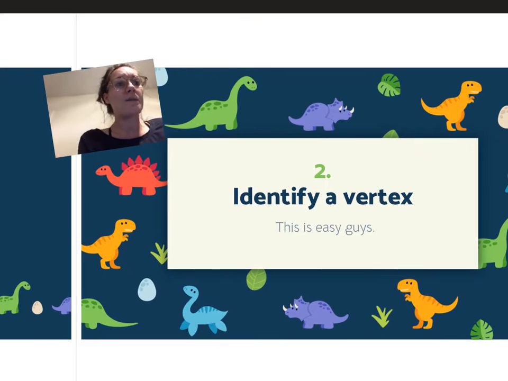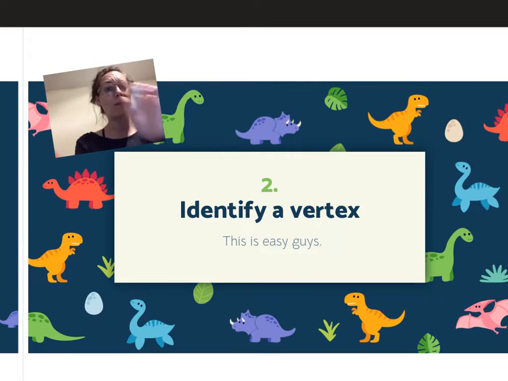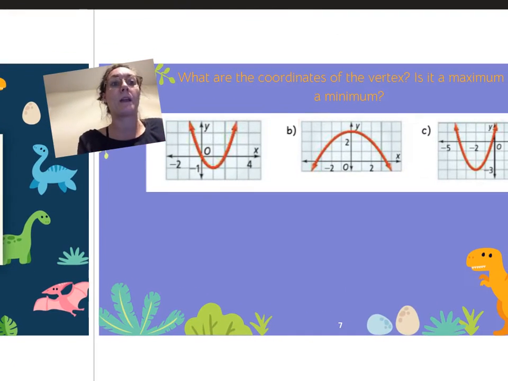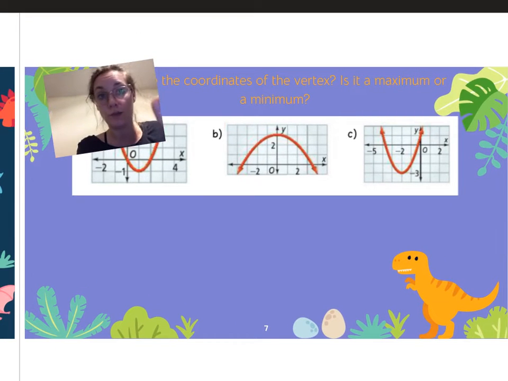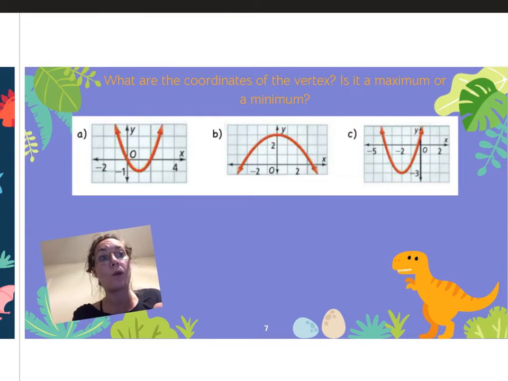So let's identify the vertex. Remember, the vertex is either that very top point or the very bottom point of that parabola. So we're just looking for that point, and we just have to name the point. It's seriously easy. So here we go. I'm going to do 1, and then you're going to do 2. What are the coordinates of the vertex? Is it a minimum or a maximum?